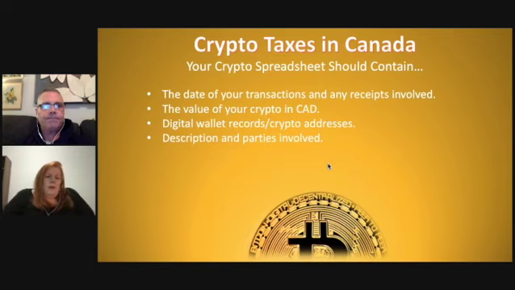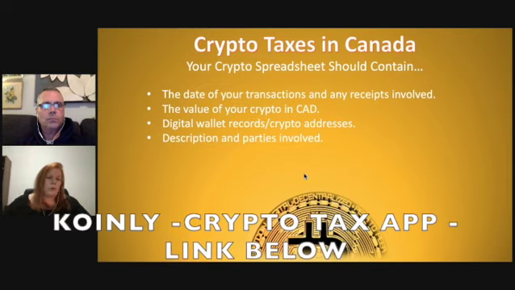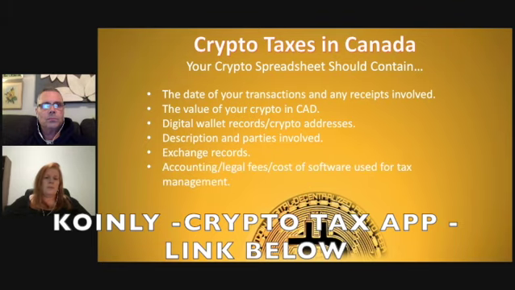Fair enough. Okay, so the next thing, a description and any parties involved in the transaction. In some cases, you may be making a transaction with somebody and all you have is their address. That's perfectly fine. Record that address. Exchange records: all of the exchanges that you're on will provide you with records. You can get them monthly, yearly, but they will be there. Keep a copy of all of those, of course.